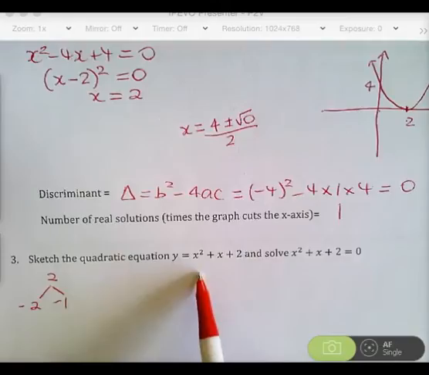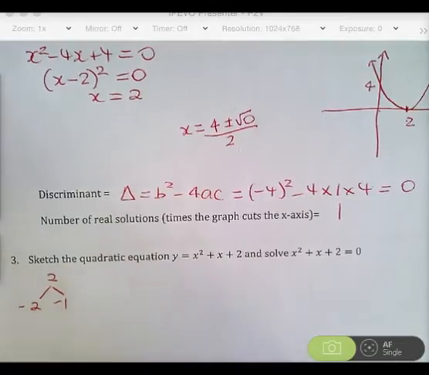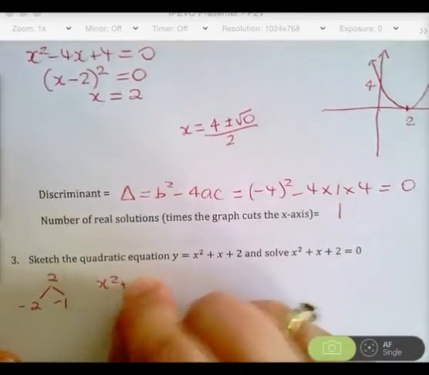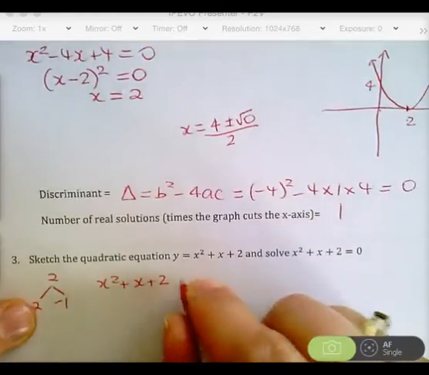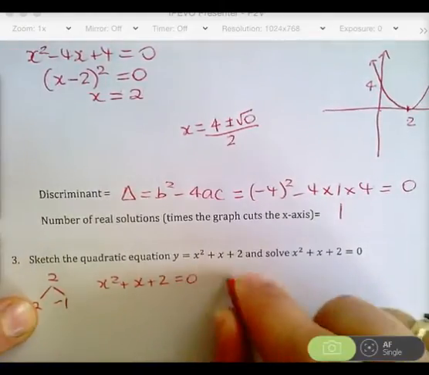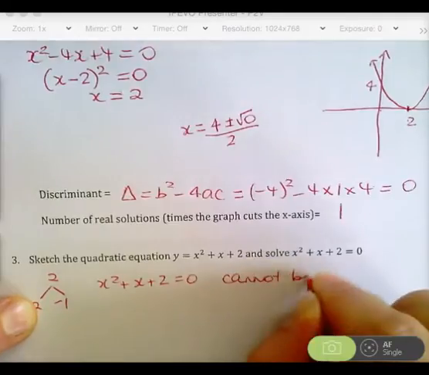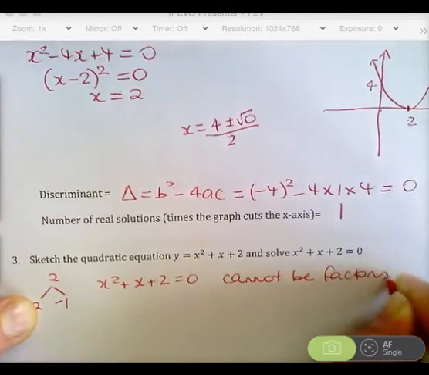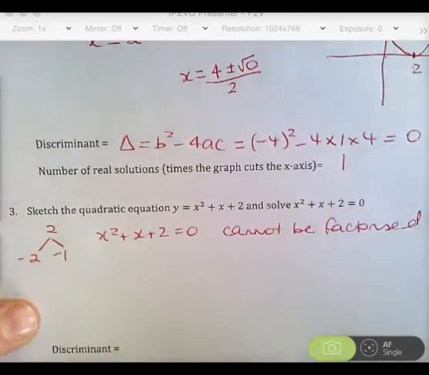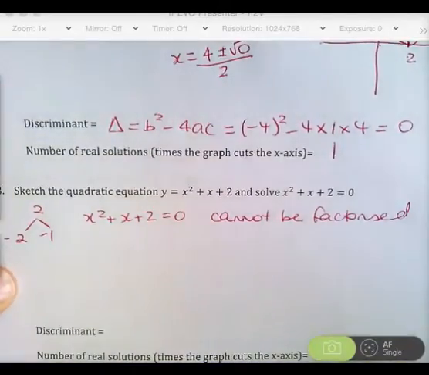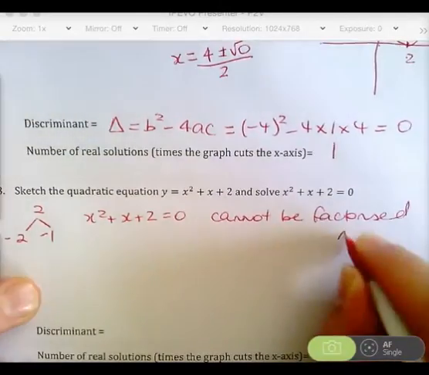This doesn't look like it can be factorised, okay? So x squared plus x plus 2 cannot be factorised. I'll just put cannot be factorised, but let's look at the discriminant and see why. Actually, how else can we sketch that? So we can't factorise it. How can we sketch it?